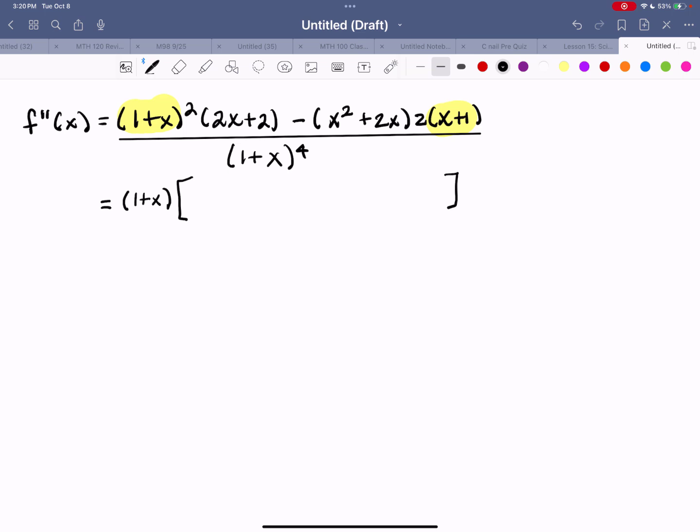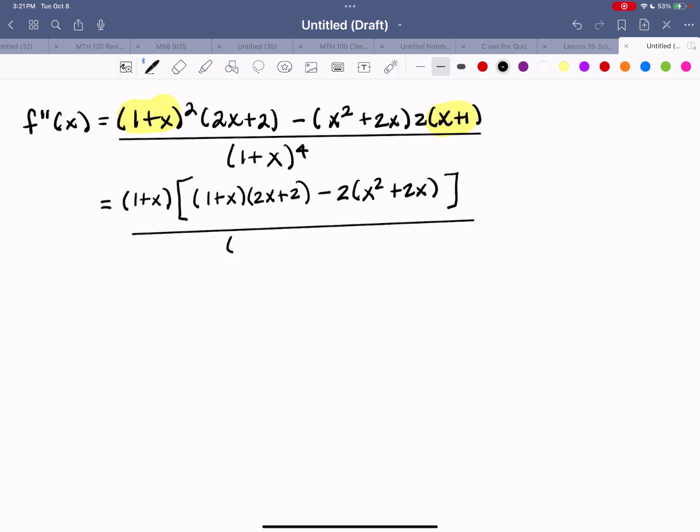So I've taken out one of the 1 plus x's. So I need a 1 plus x. I need a 2x plus 2. I need a minus. I'm going to put the 2 in the front and an x squared plus 2x. And all of that is over 1 plus x to the 4th.